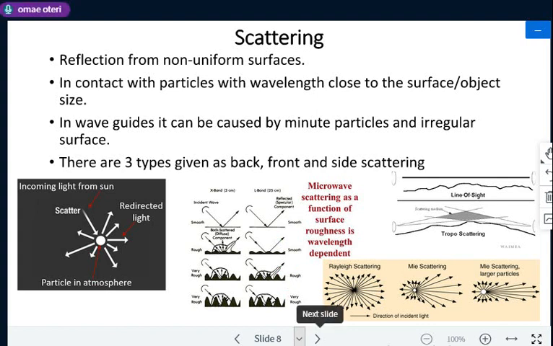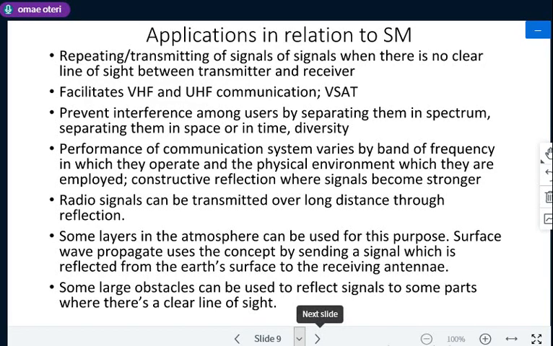So how do we apply scattering in relation to spectrum management? The importance is just quite similar to what we discussed under reflection and refraction. You can see here, I've actually tried to put them down. I listed the ones we talked about last time. I remember I was just mentioning them, but I decided to put them in writing so that they are captured.